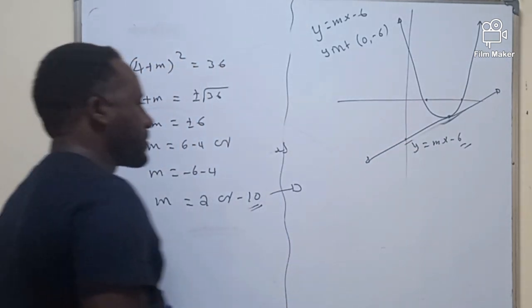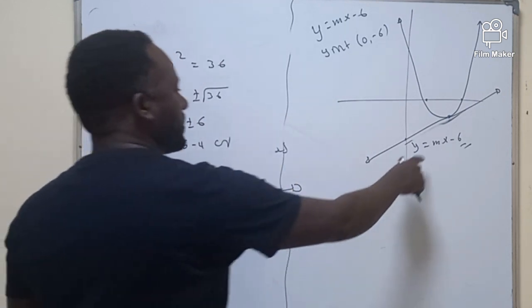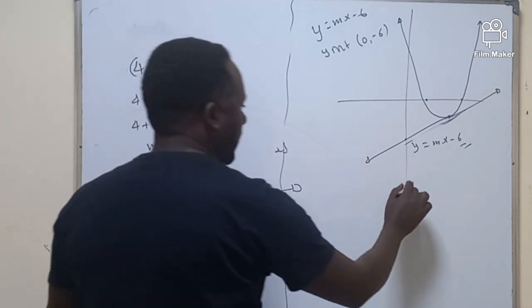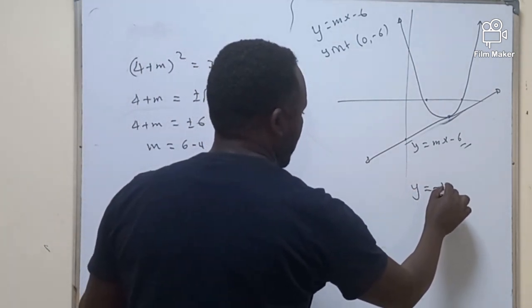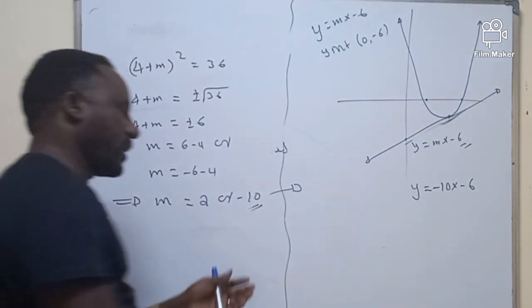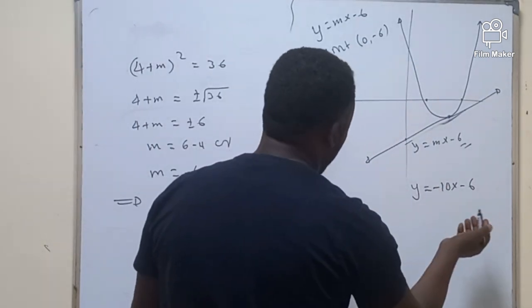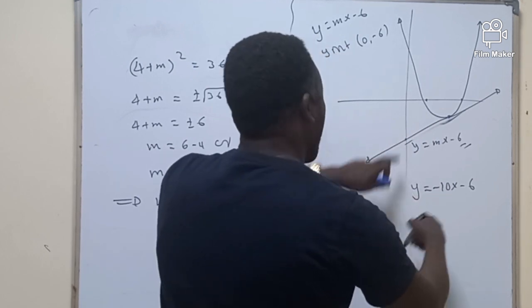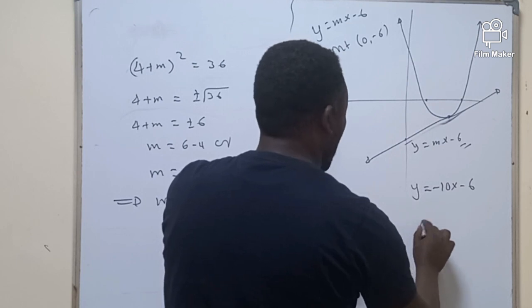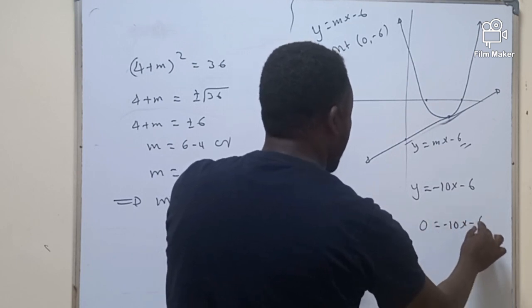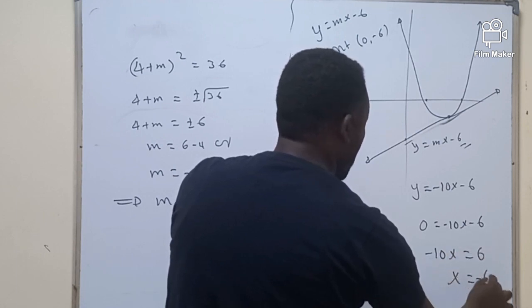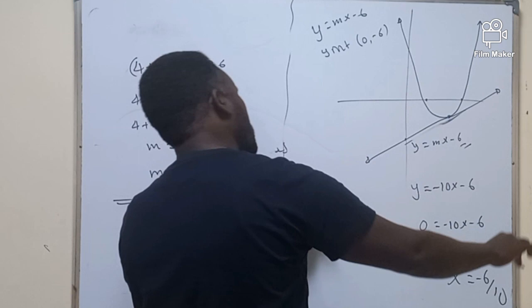If this is the y-intercept, and if m is minus 10, then y is going to be negative 10x minus 6. So what will be the graph of this one? The y-intercept will be this one, and the x-intercept is going to be what? When we make y equal to 0, we get 0 equals minus 10x minus 6. Then minus 10x is going to be 6, so x is going to be negative 6 over 10. So the graph is going to be like this one.